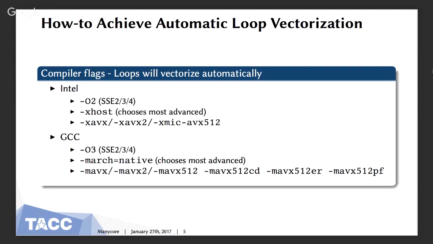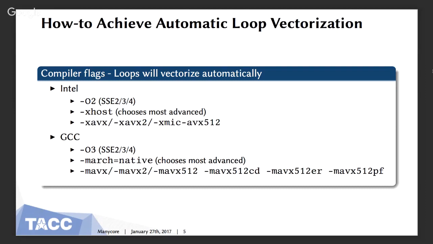If you pass the Intel compiler the -xhost flag, it'll give you the most advanced instructions that are available on a given architecture. And then you can also specify individual levels of instruction sets to use: AVX, AVX2, AVX-512. As you might have seen in the lab this morning, this can come into play when you're compiling on one architecture, but actually want to run your code on another architecture.